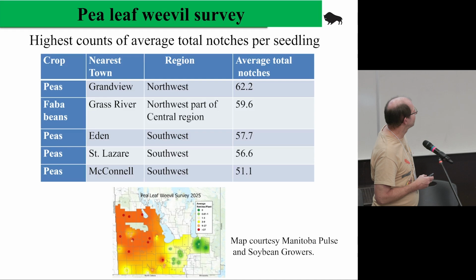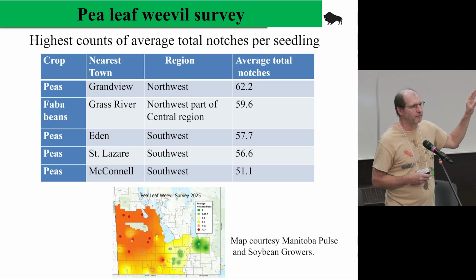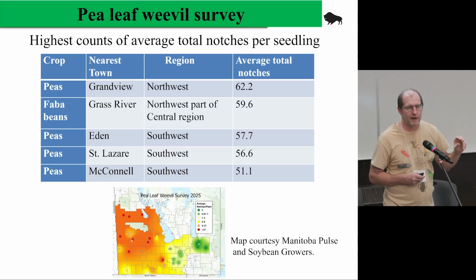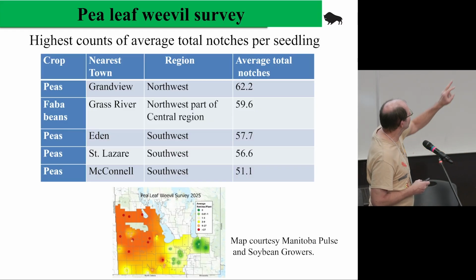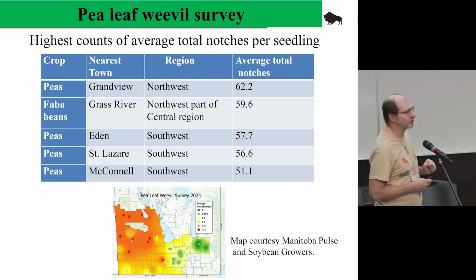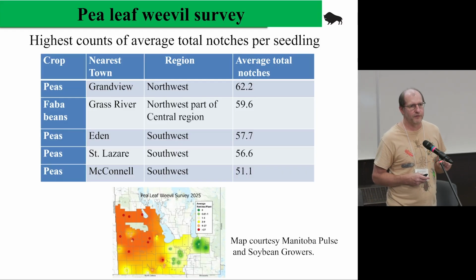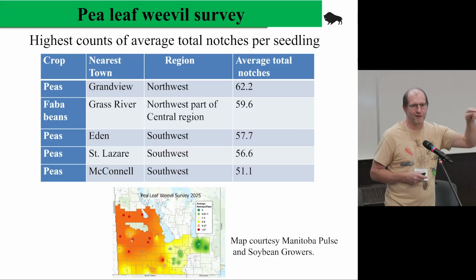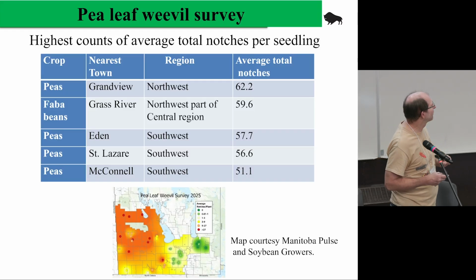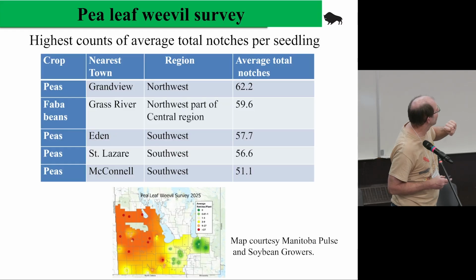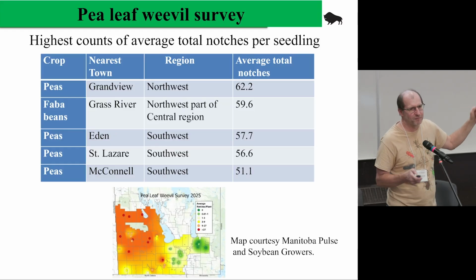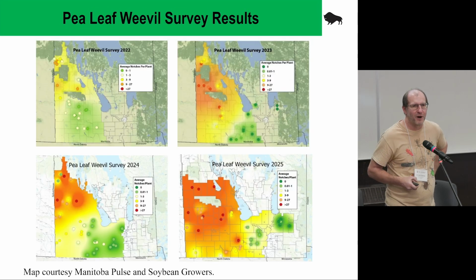One of the things that really stands out, and remember, these are seedling plants, generally in the 2 to 6 node stage. On some of the plants, the ones near Grandview, we had 62 notches on average on a seedling plant. So that's like 10 on every little leaflet. That's really, really high. Same with the Grass River in the northwest part of the central region. We had some higher counts this year, bottom line.